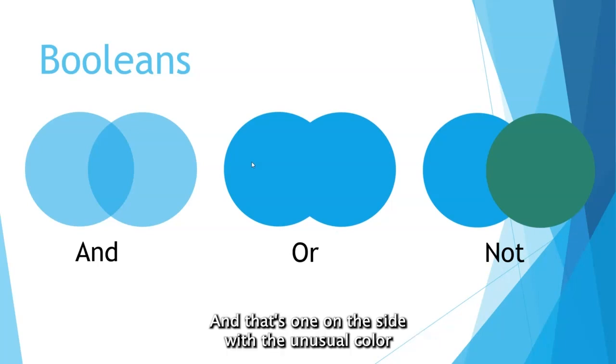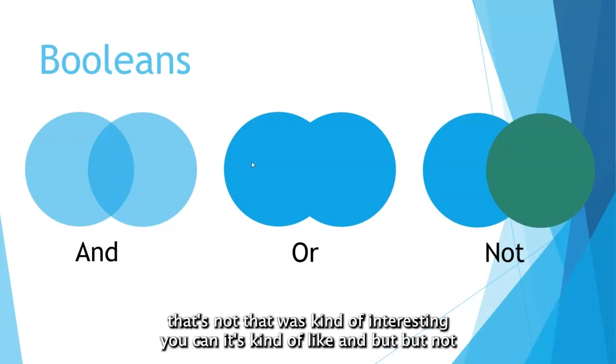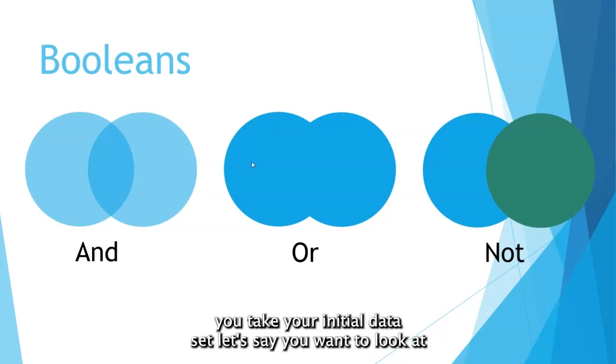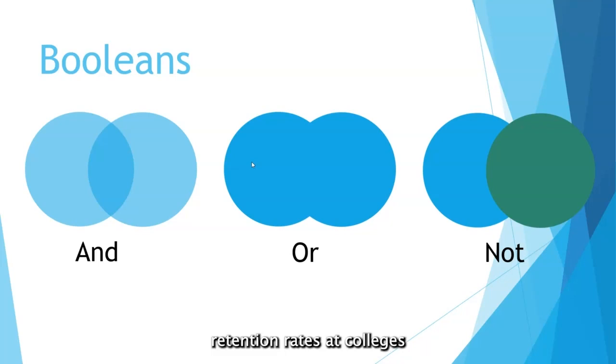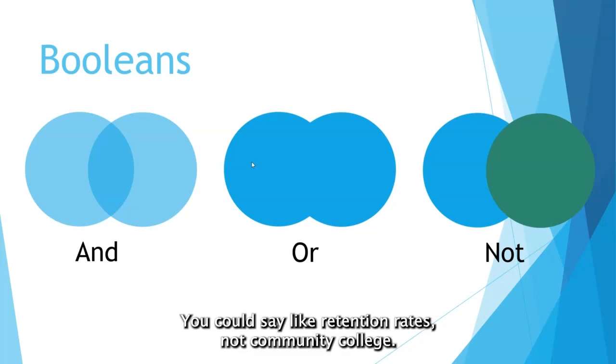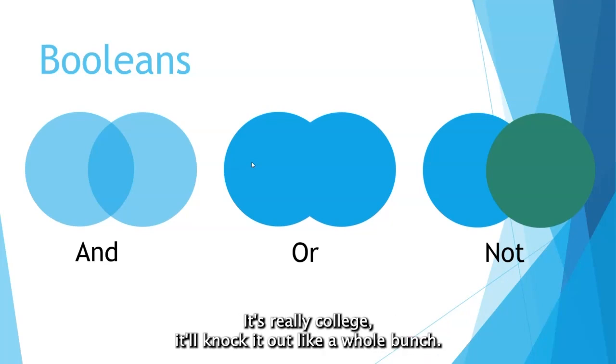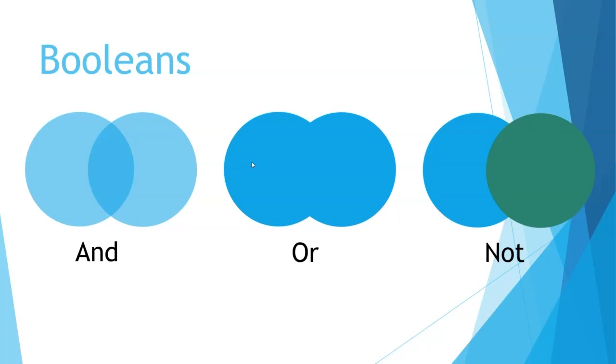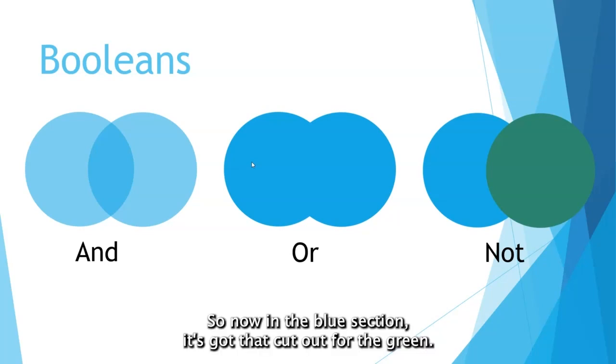And this one on the side with the unusual color, that's NOT. That one's kind of interesting. It's kind of like AND, but not. You take your initial data set. Let's say you wanted to look at retention rates at colleges, but only four-year institutions and other things like that. You could say retention rates NOT community college. And it'll take the retention rates and it'll take everything with community college and knock it out like a hole punch. So in that one, the blue section has got that cut out for the green.